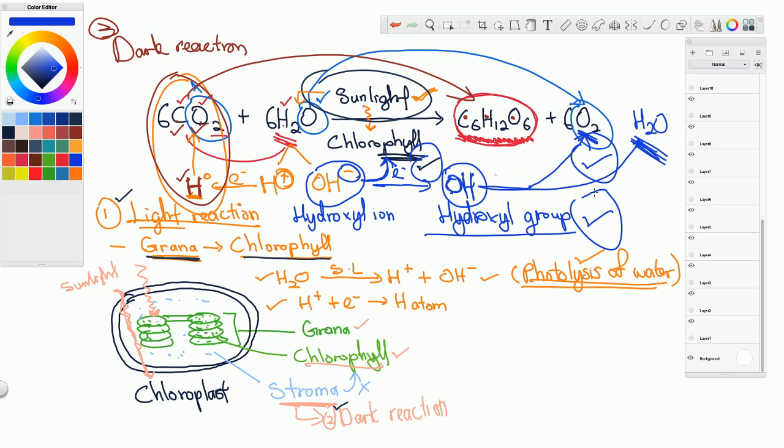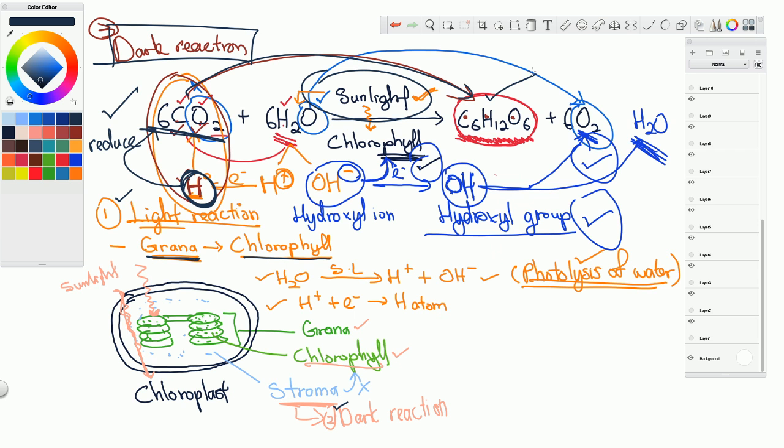Okay, now we move on to step 2, the dark reaction. For dark reaction, tindak balas gelap, it is very simple, only 2 steps. Just mention hydrogen atom, from the light reaction, is used to reduce, I can say reduce or react, carbon dioxide, you get 1 point. To form glucose, second point. Finish, that's it. Hydrogen atom reacts with the CO2, 1 point, to form sugar, that's it. And if you mention dark reaction occurs in stroma, that is another 1 point.